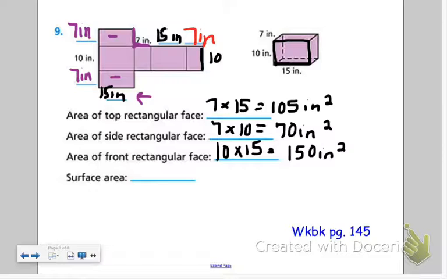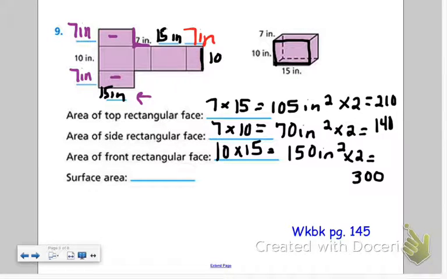Now we're ready to find the surface area. If you know the area of the top, don't you know the area of the bottom? Just take the top and times it by 2, because then you'll have the top and the bottom together. That's going to give you 210. If you have the left side, couldn't you times it by 2 and have the right side as well? 70 times 2 would be 140. And if you have the front rectangular face, can't you times that by 2 and have the back as well? Now you have 300 square inches.